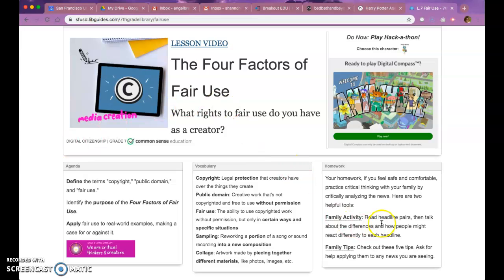The first is the family activity, where you can read pairs of headlines and then talk about how the same story is expressed so very differently and how people might react differently to each headline. And the family tip sheet: 5 tips for critically analyzing any news that you're seeing. There's lots of news flying around right now that is not always totally accurate.